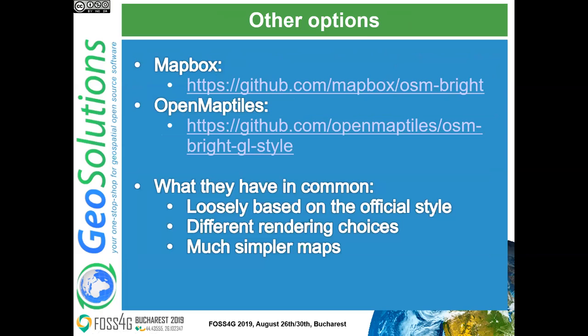However, there are other options. Two popular ones are Mapbox and OpenMapTiles. They both have an OSM Bright of sorts. What they have in common is that they loosely base the style on the official style, but very loosely. They made different rendering choices, and they prepared much simpler maps. Let me show you a side-by-side comparison.